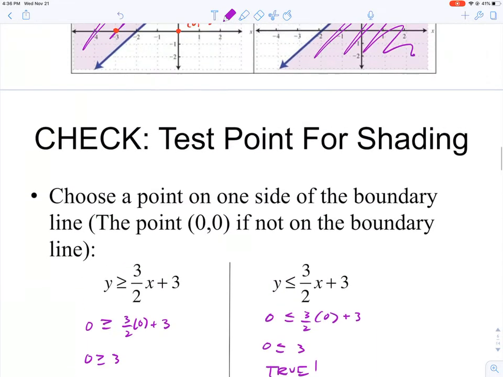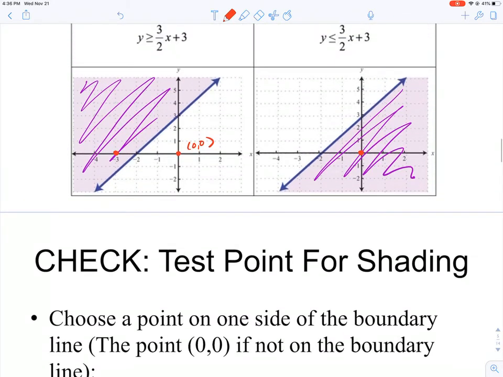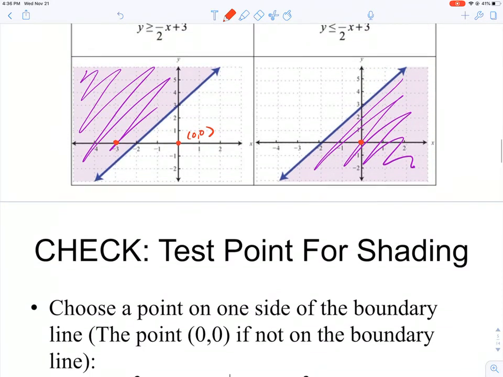Well, that is a true statement. So we would expect to be shading on the side that 0, 0 is on, and we can see that that's true. So that can just confirm that you have shaded the correct side.